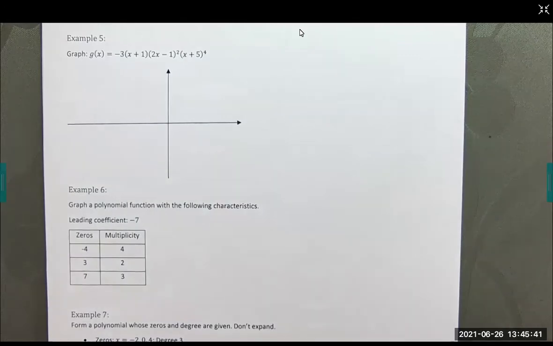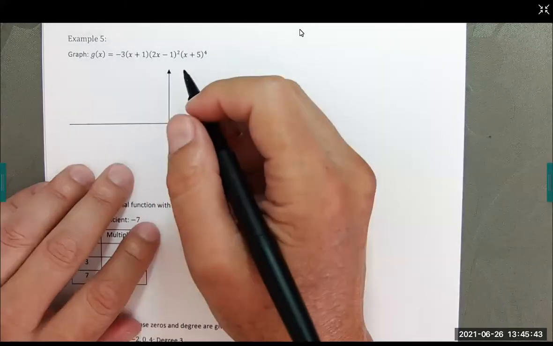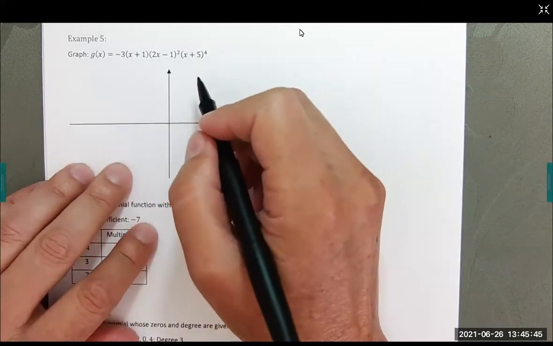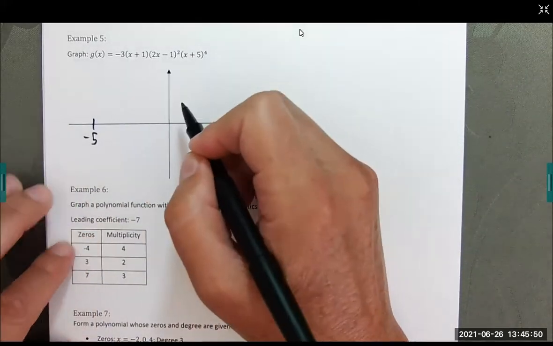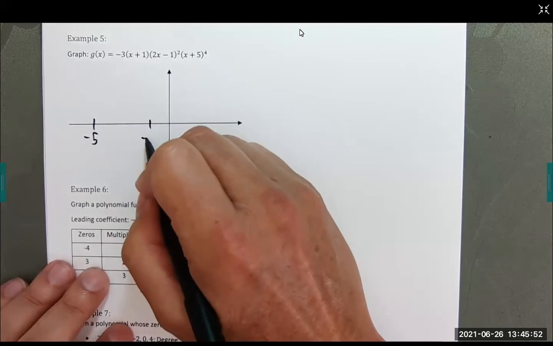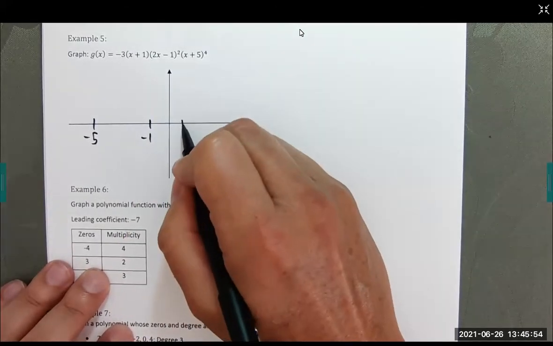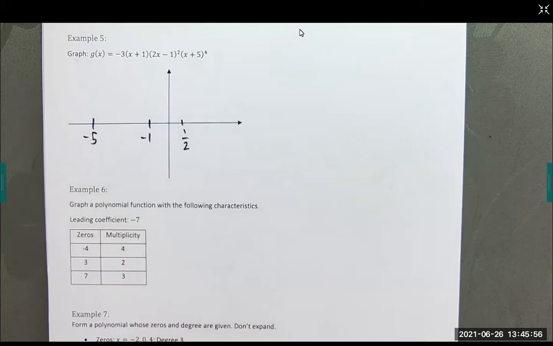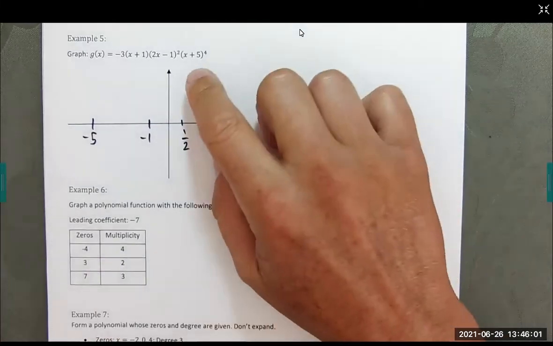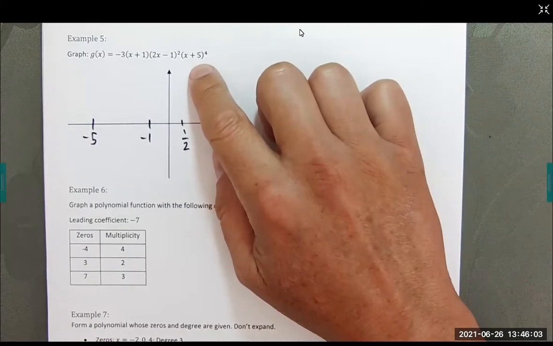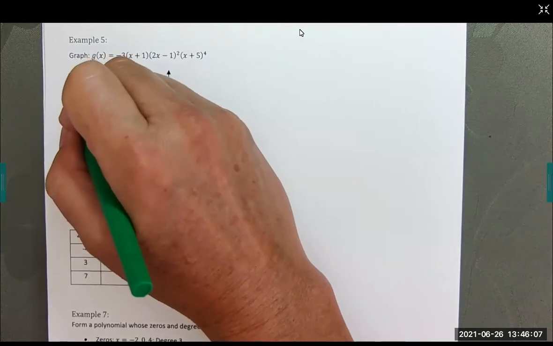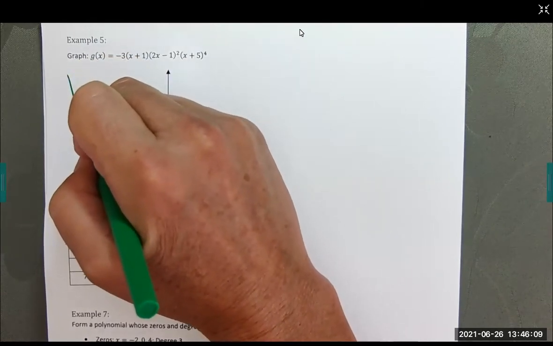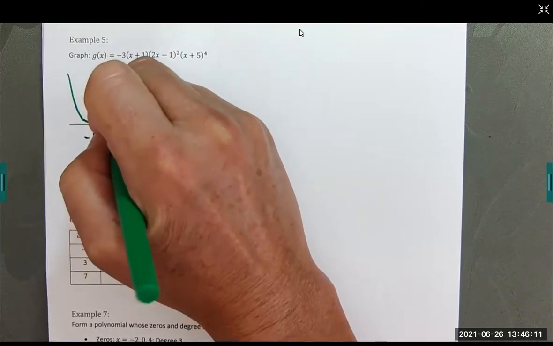And let's put down our zeros here. So it looks like we have one at -5. We have one at -1. And we have one at +1/2. All right, so we're going to start up, and when we hit here, we're going to bounce off of it. And I'm going to exaggerate a little bit. It's going to come down and then almost flatten out and then come up again.